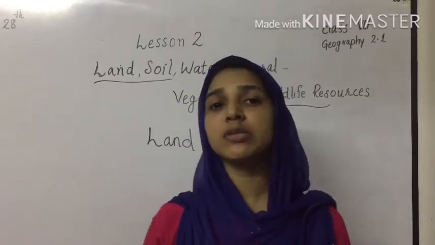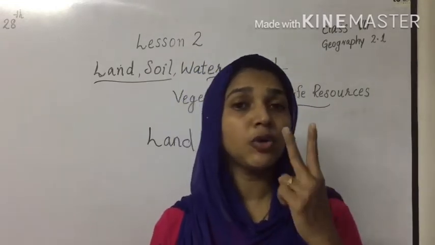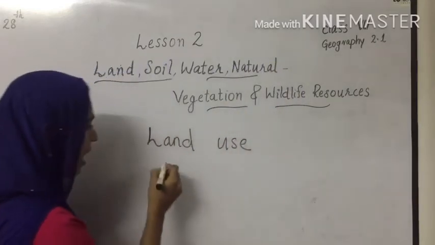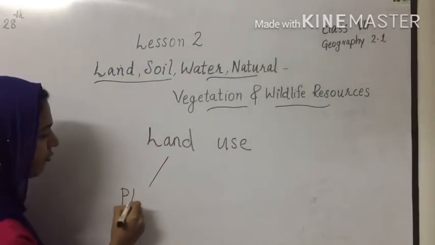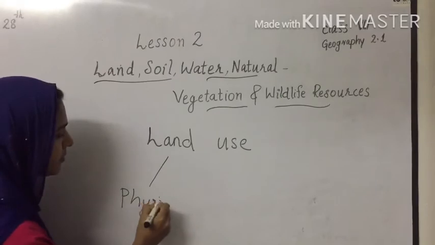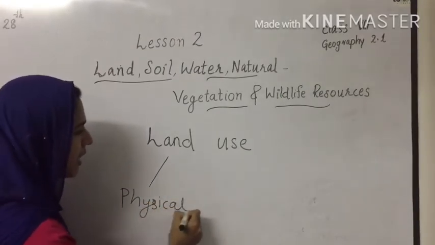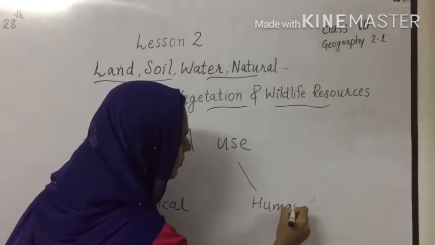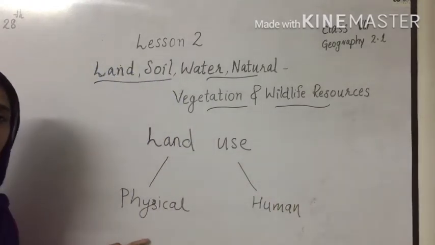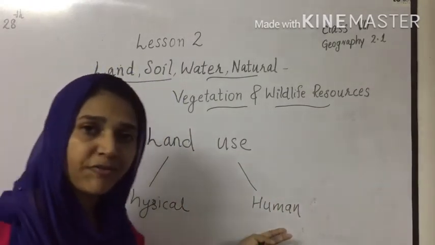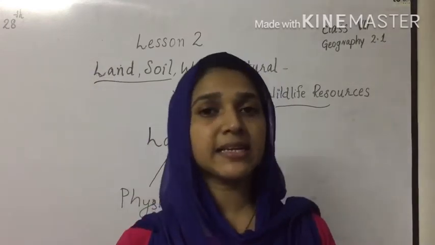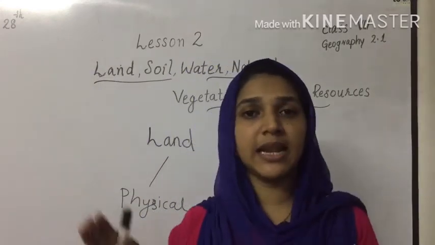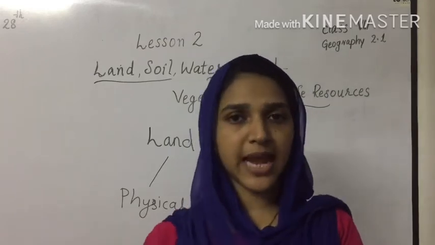And this land use is determined by two factors: physical factors and human factors. Physical factors are the factors that determine the land use from outside.